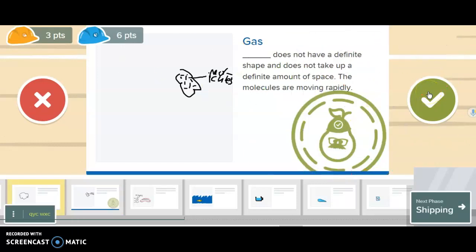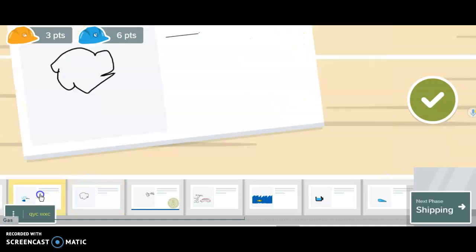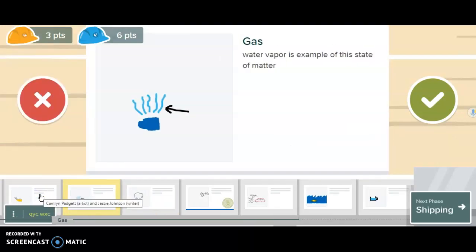Even talked about the molecules. That's pretty awesome. Water vapor is an example of gas. You're not incorrect. Who did that? That's not wrong. It missed a little bit, but water vapor is an example of this state of matter. It's true. Who did this one? Not incorrect.